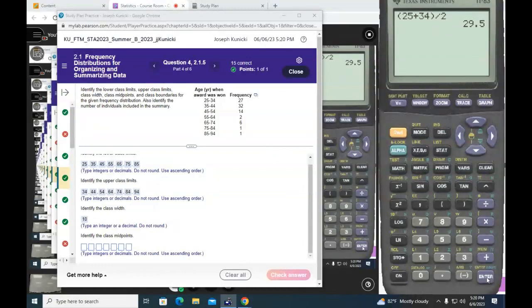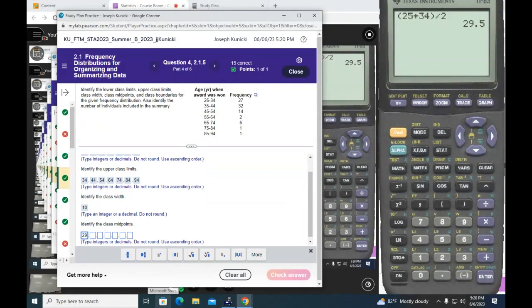If you subtract 4.5, you get 25. If you add 4.5, you get 34. All right, so that's the first one. Now, do I have to calculate all of them? What's the easiest way to get the next midpoint? Just add the width. The middles have to line up, so the distance between the middles has to be the same as the distance between the endpoints. Easy enough. So 39 and a half.